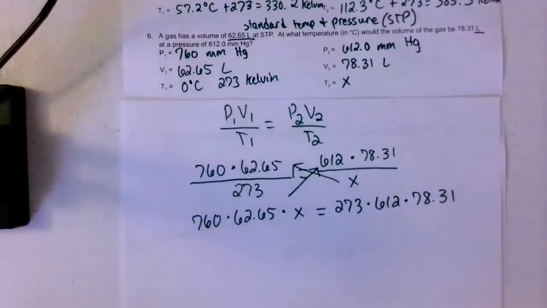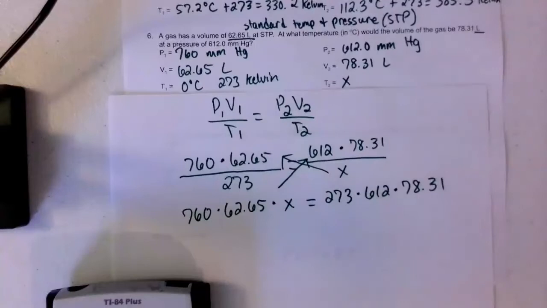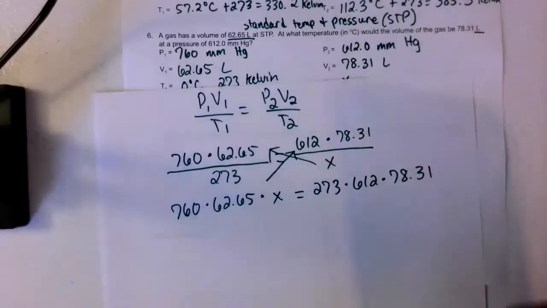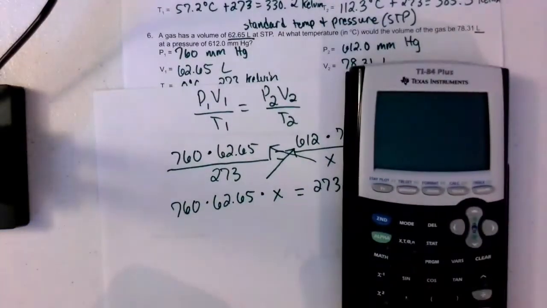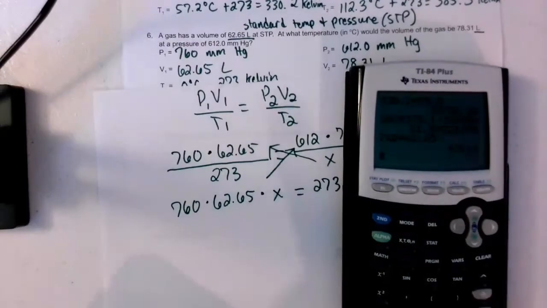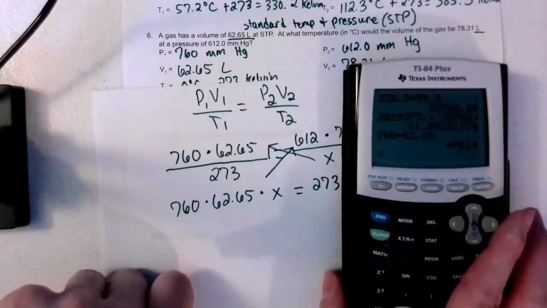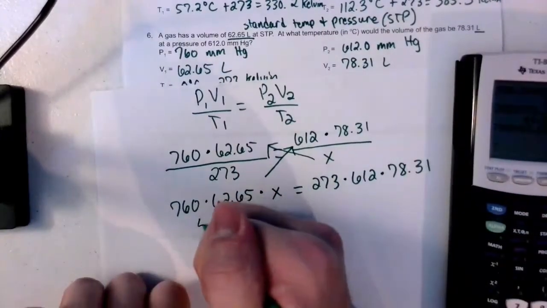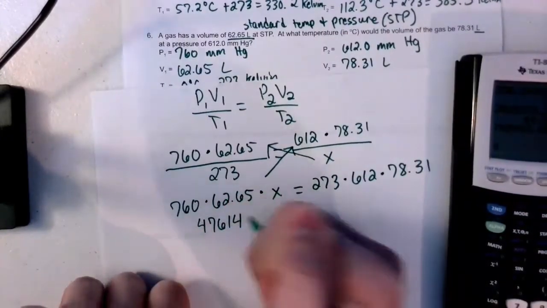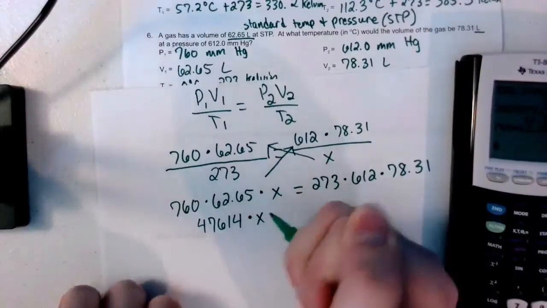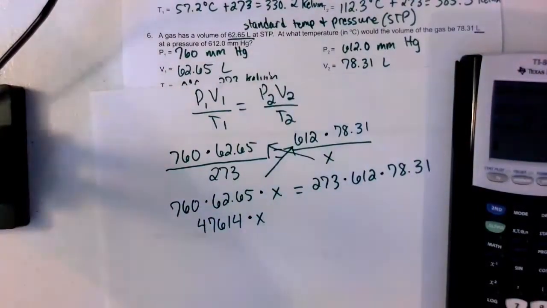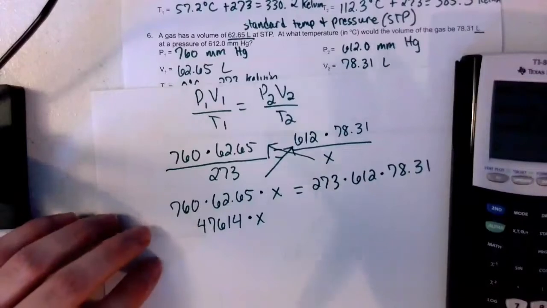On the left side here, I'm going to take out my calculator, and I'm just going to multiply 760 times the 62.65. The number I get is 47,614. But don't forget, we still have this times x here, because we can't really merge those together since we have no idea what x is yet.